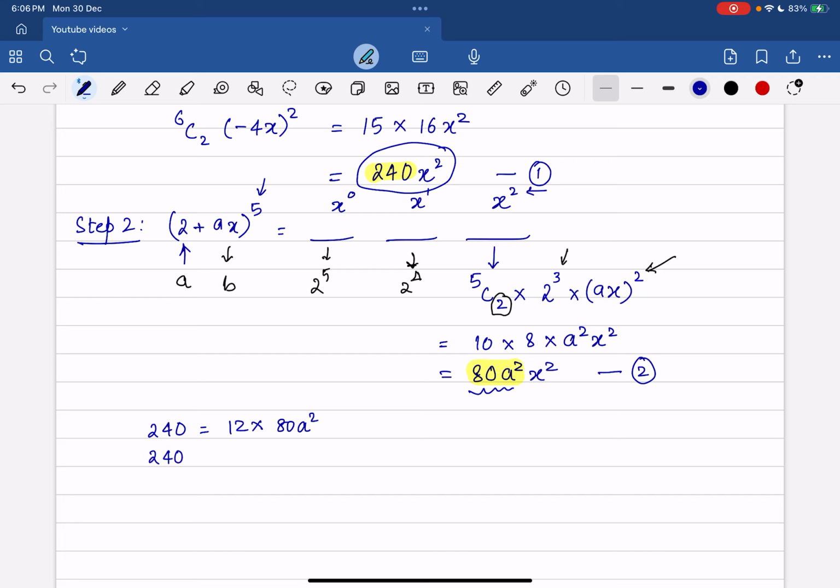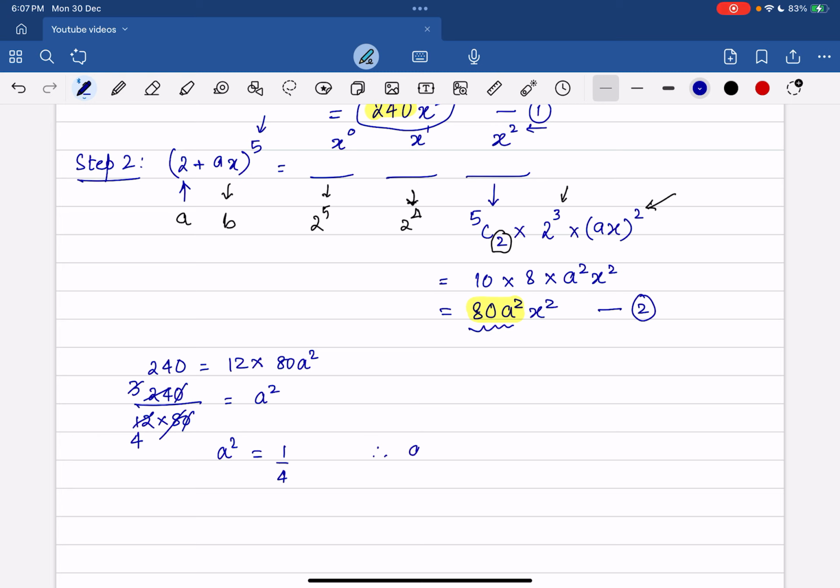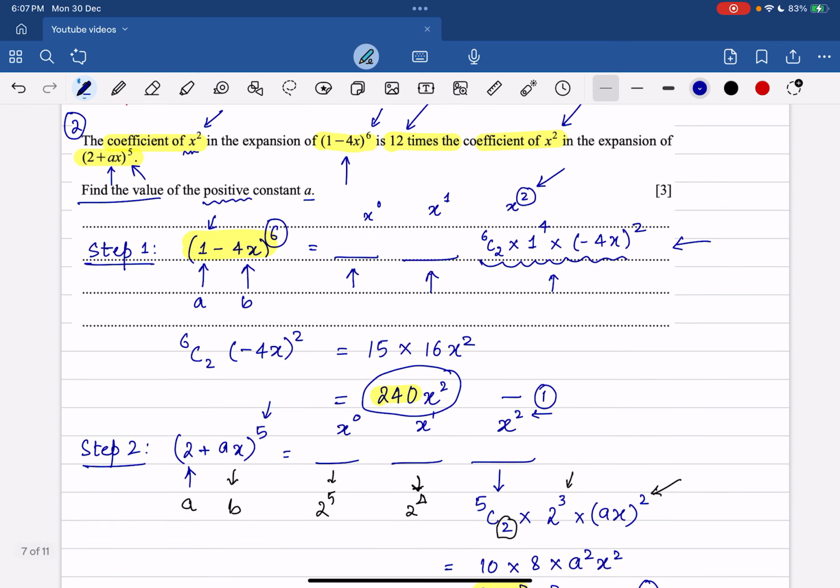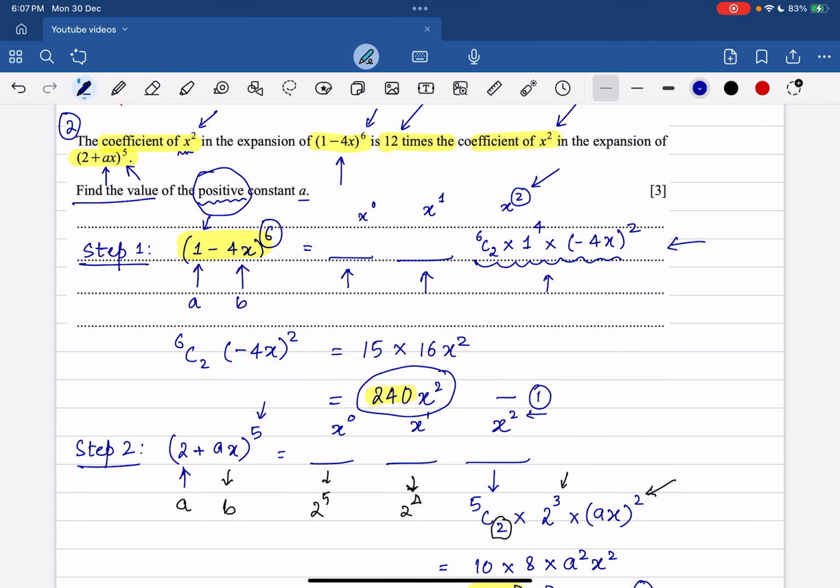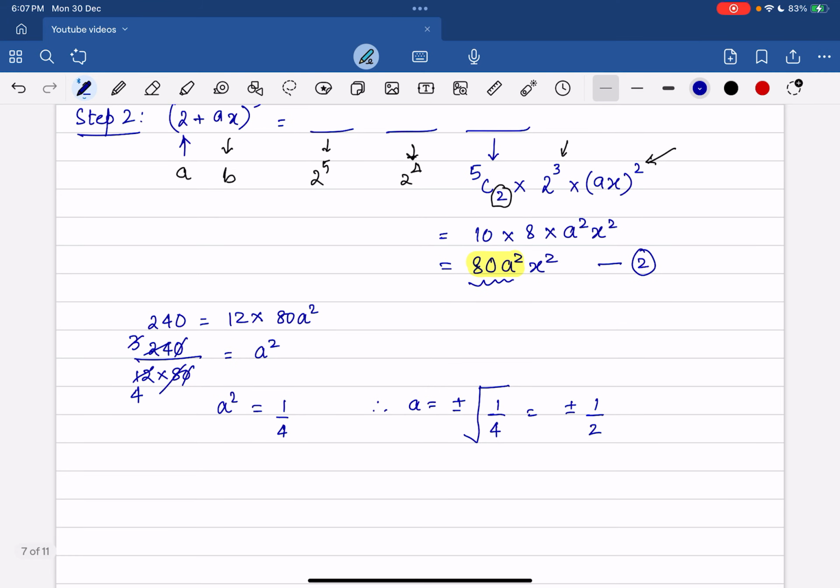So 240 divided by 12 times 80 is a squared. That gives me 8 threes are, that's 4. So you have a square equals 1 over 4, which means a should be plus or minus square root of 1 over 4. When you do that, you will get plus or minus 1 over 2. But in the question, they have already mentioned positive constant.